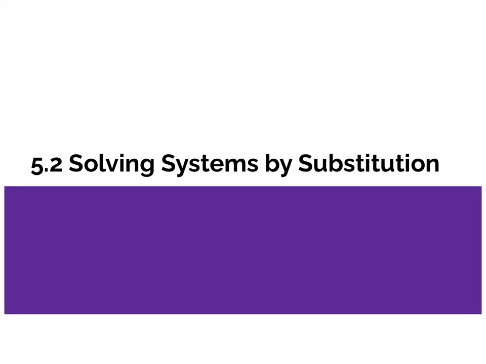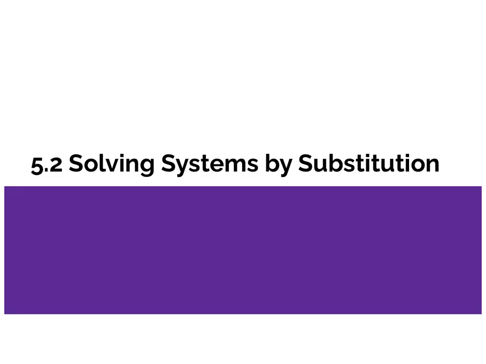In 5.2, we're going to talk about solving a system of equations by substitution. Last section, we focused on solving a system of equations by graphing. And again, our goal is to take two equations with two unknowns, normally x and y, and try and figure out and solve for the values of x and y that would make both equations true.